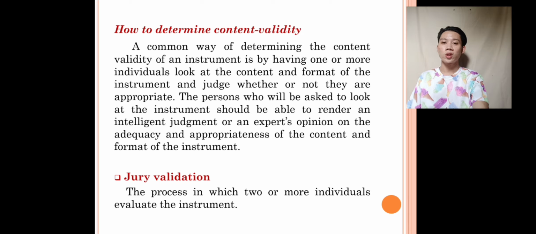How to determine content validity? A common way of determining the content validity of an instrument is by having one or more individuals look at the content and format of the instrument and judge whether or not they are appropriate. The person who will be asked to look at the instrument should be able to render an intelligent judgment or an expert's opinion on the adequacy and appropriateness of the content and format of the instrument. So, jury validation. It is the process in which two or more individuals evaluate the instrument.